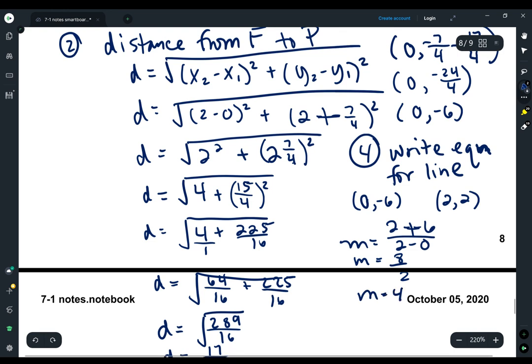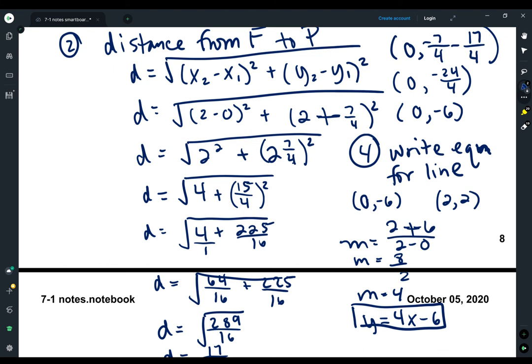And because I know my y-intercept, because I already have (0, negative 6), it's a point on my y-axis, it is negative 6. So y equals 4x minus 6. And I am all set. So I've got an equation for my tangent line.